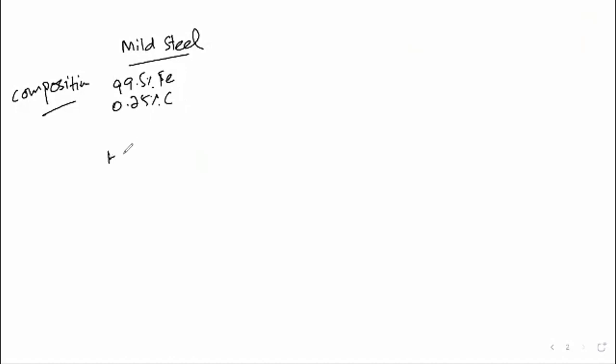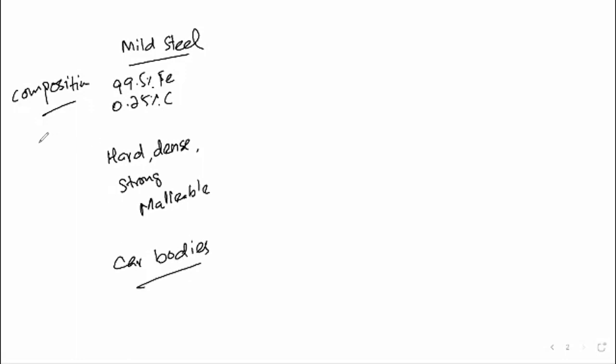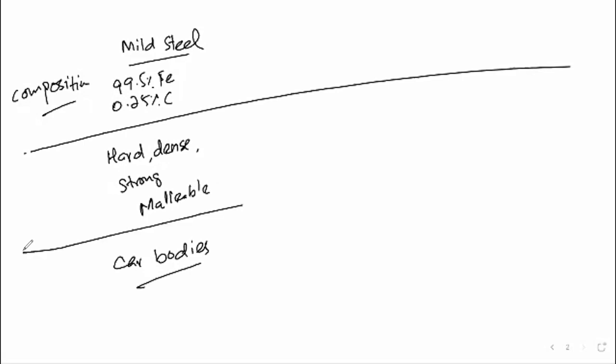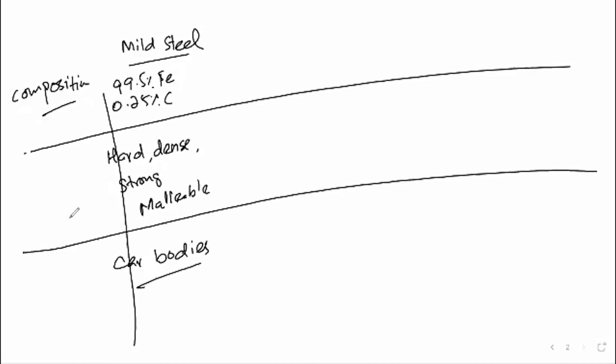It is hard, dense, strong, and malleable, meaning it has malleability as well. It is hard, but it can be converted into sheets. That's why it is used in car bodies and the bodies of other vehicles, because when they go through an accident, they can be modified. So this is its properties, and the next thing is its uses.